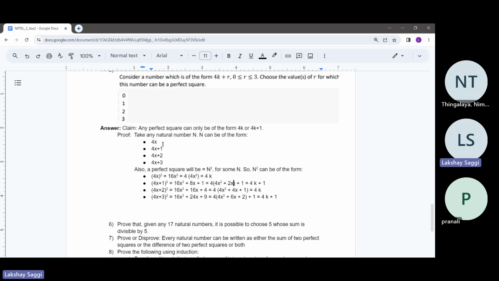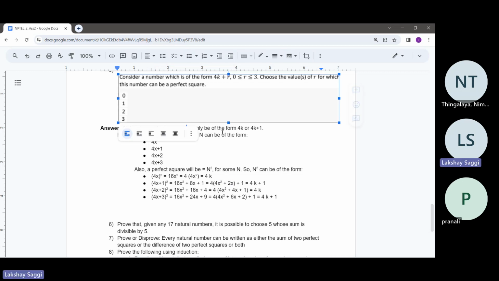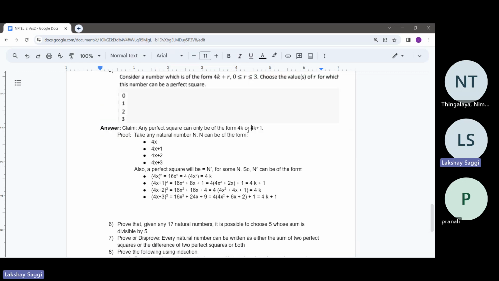So what I'm trying to say is that any perfect square can be of the form 4k or 4k plus 1, and can only be of this form, where k is some integer. What we are trying to show is that any perfect square can be of the form 4k or 4k plus 1, where k is some integer.